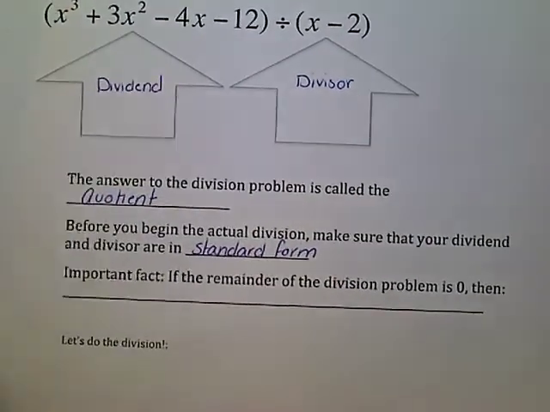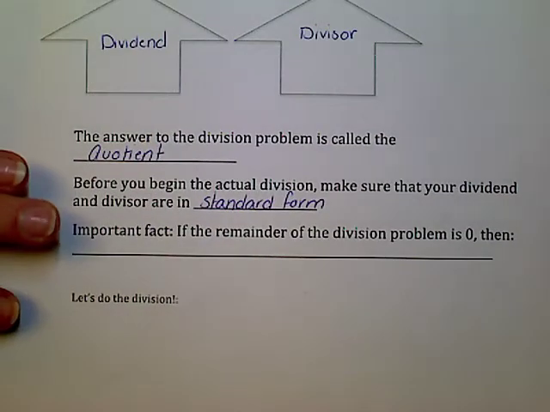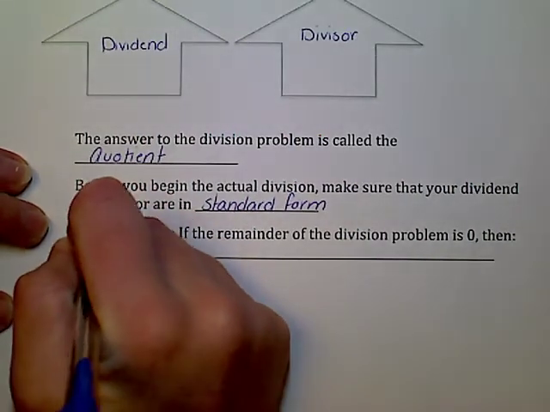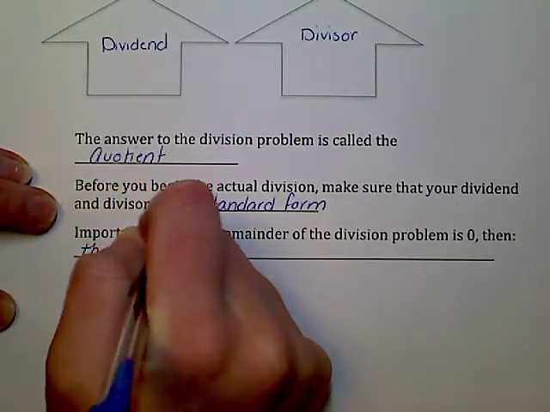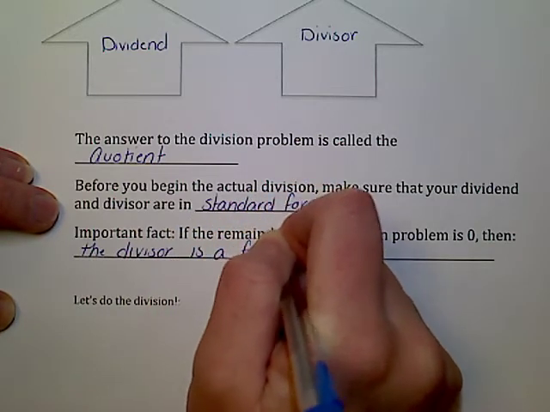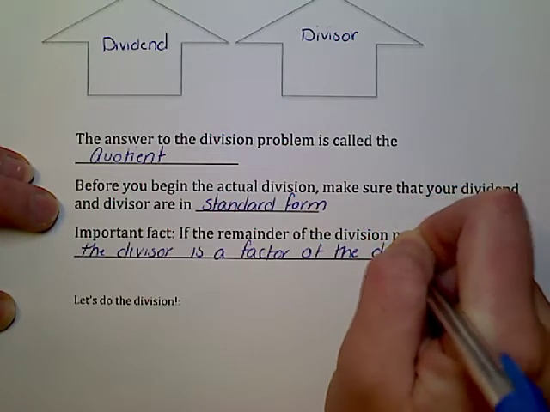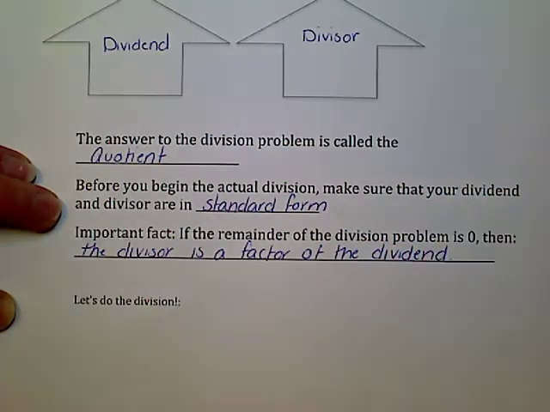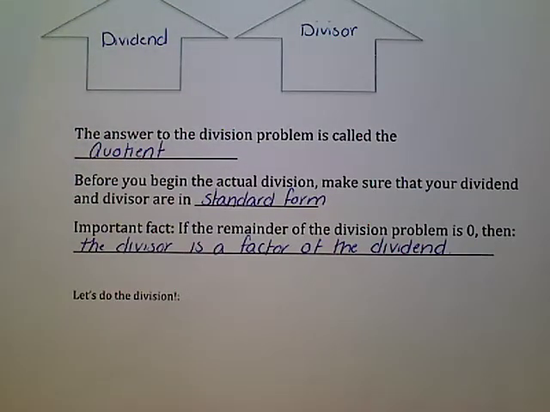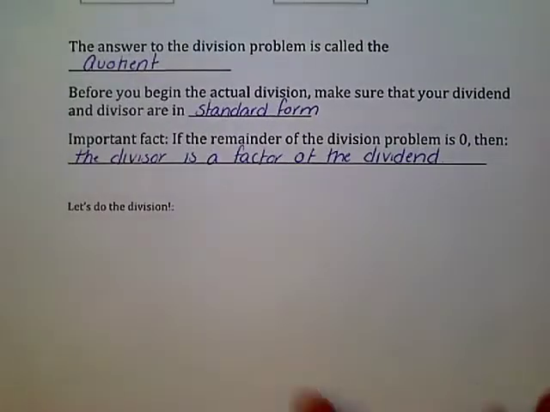Also, once you do the division, a really important fact that will really help us over and over again is that when the remainder of the division problem is 0, then the divisor is a factor of the dividend. And again, that actually will help us a lot in this section and in this whole chapter. Alright, so let's actually do this division from the problem above.